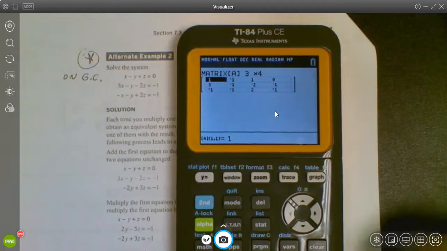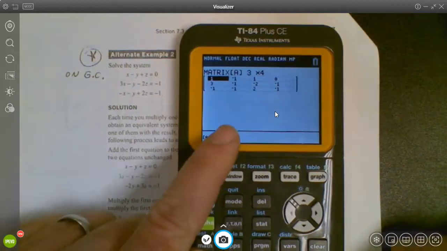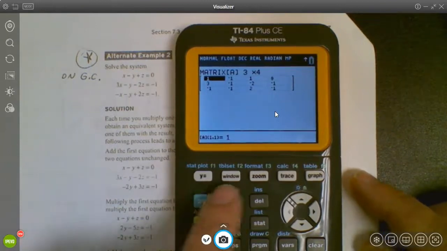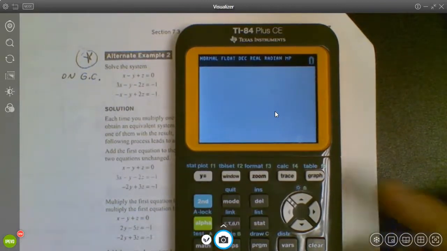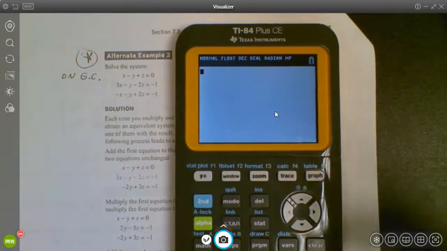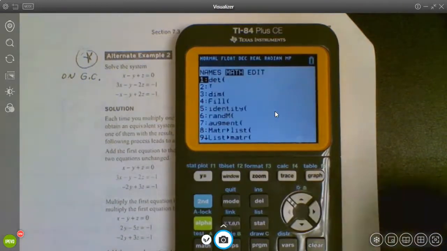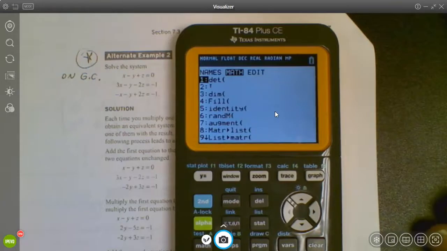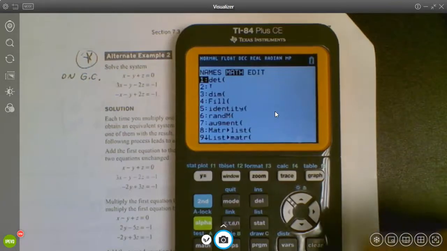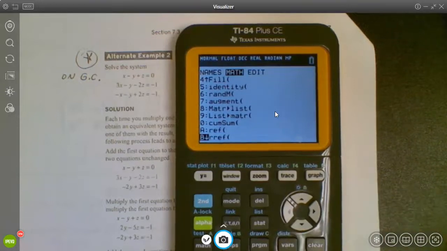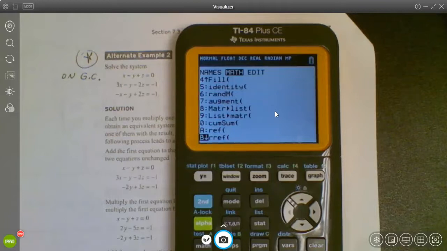So once you've put in all those values, again, guys, once you've created this, it will stay there until you go back in and change it. So even if I hit quit and go back to my home screen, that matrix that you created in there is still in there under the title of matrix A. So I'm going to go back into matrix. And remember, all of your operations are under the middle column that says math. So for this one, we're going to go down to option B that says ref. Hit enter on that.